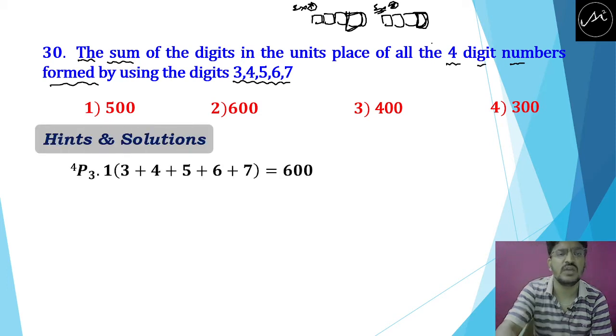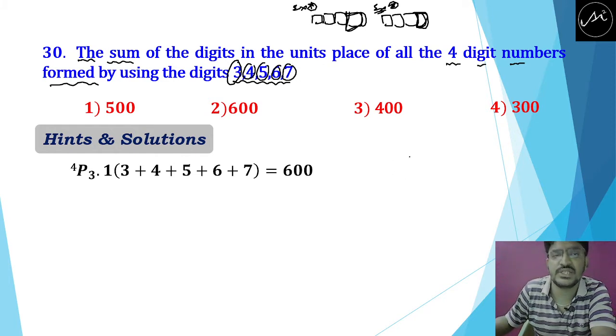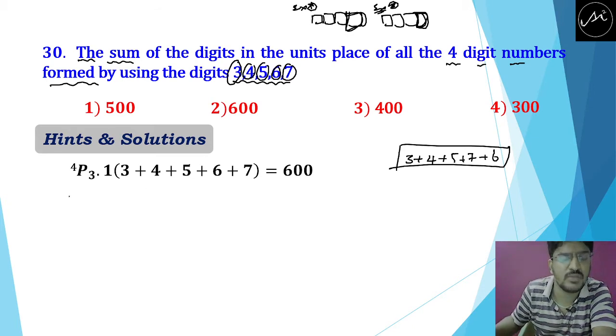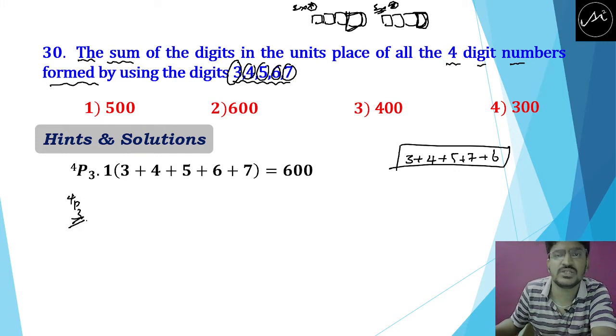Now you can just see 4P3 into, this is the sum of 4 digits, because 3, 4, 5, 6, 7 can be in this last units digit. So 3 plus 4 plus 5 plus 6 plus 7. Okay, so this will be the sum of all these 5 digits, and with that you can see I can arrange them in 4P3 ways. 4P3 ways. So therefore 600 will be the answer.